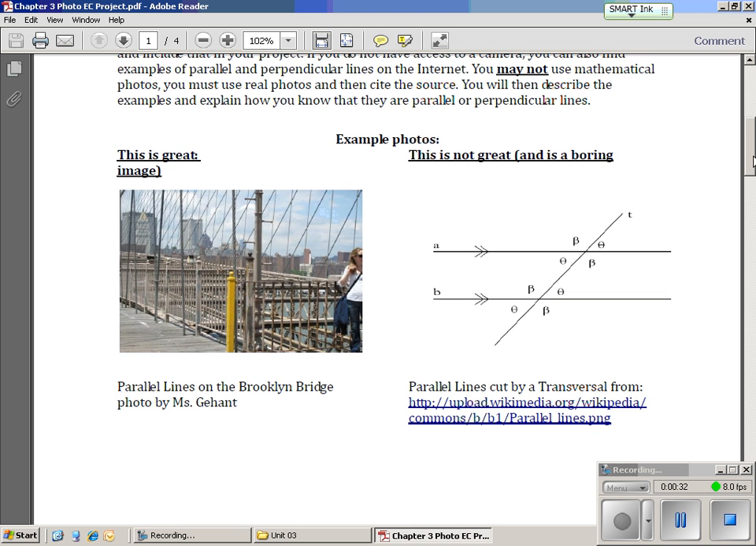a picture of perpendicular lines. Okay, and it should be a picture and not a diagram from online. Okay, so this is not a good example. This one would be a good example.